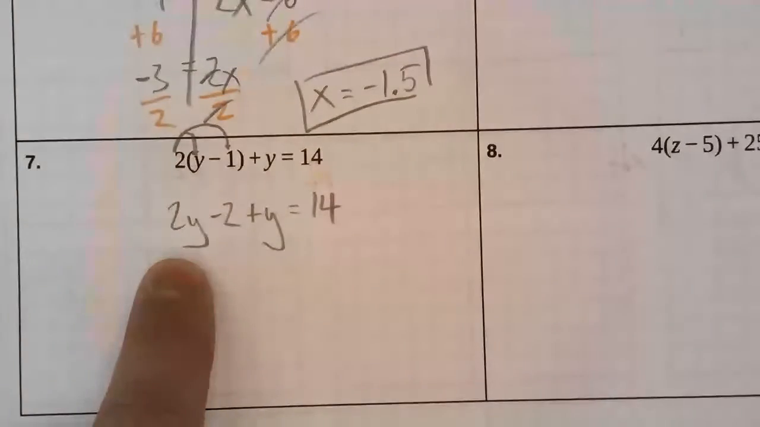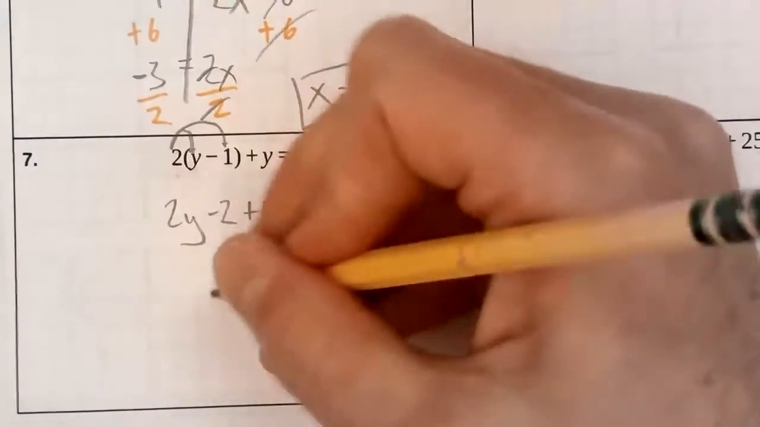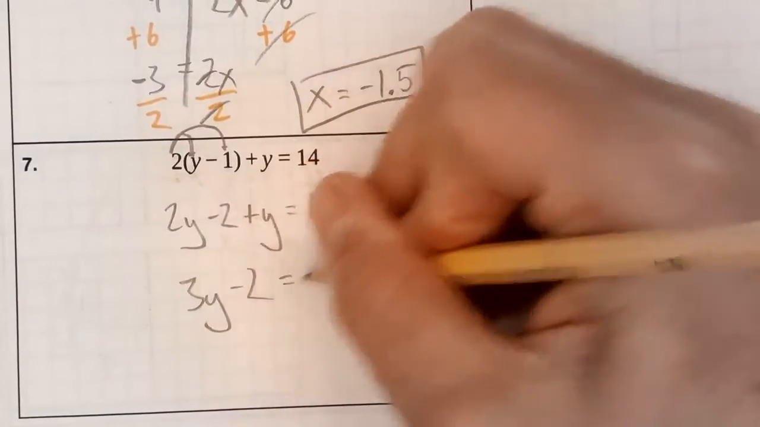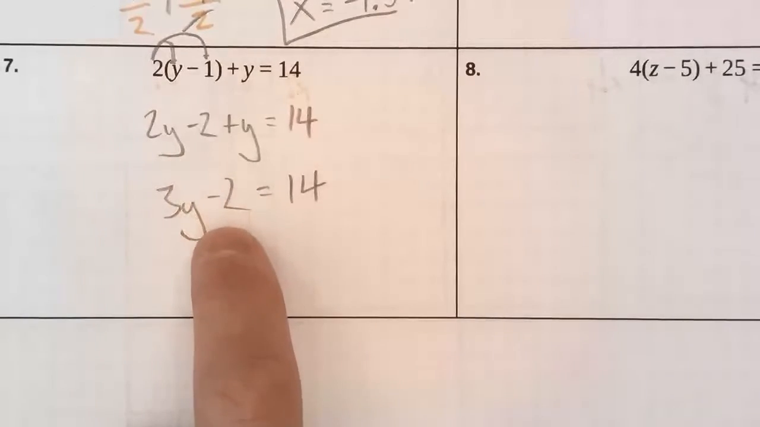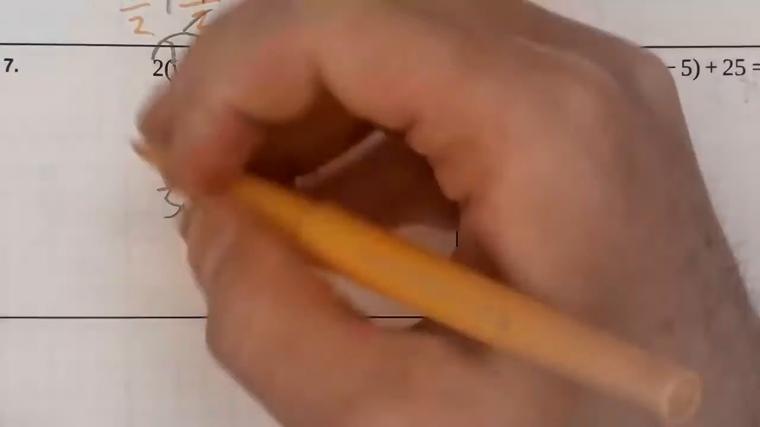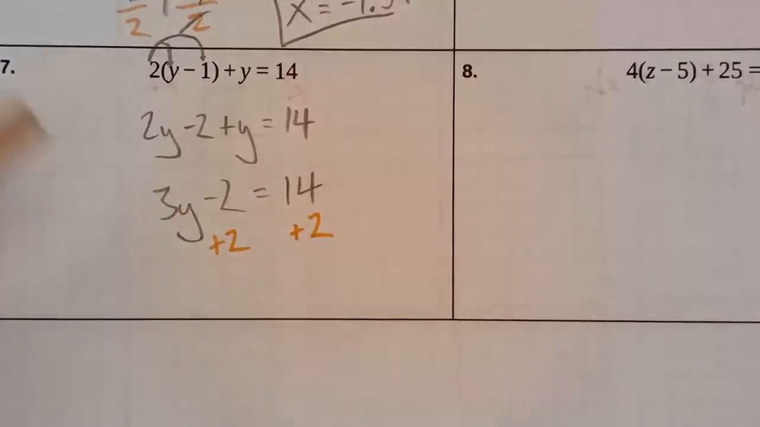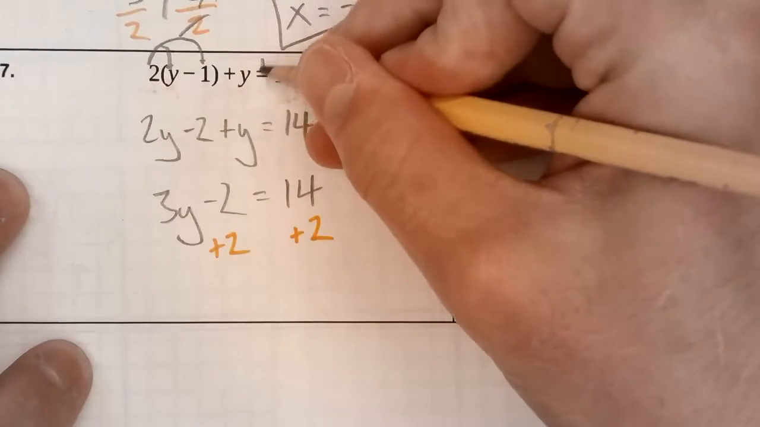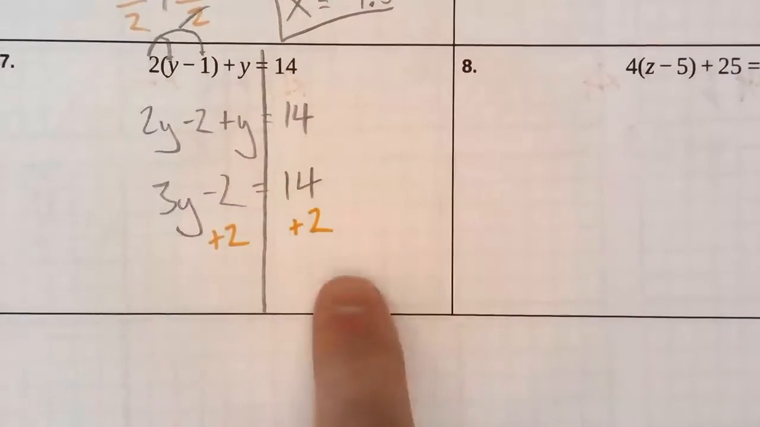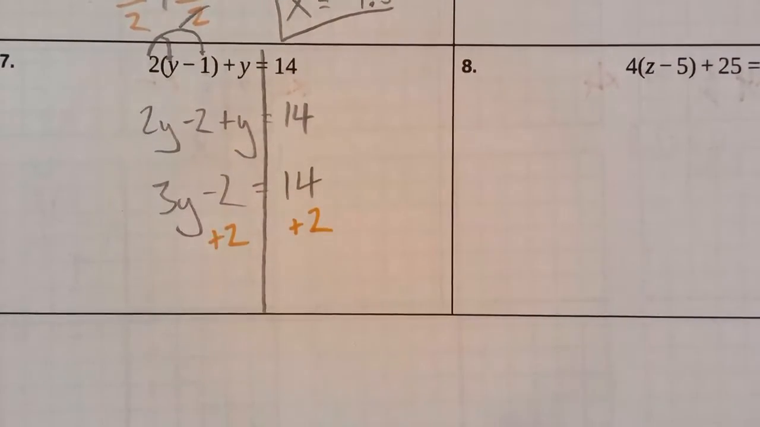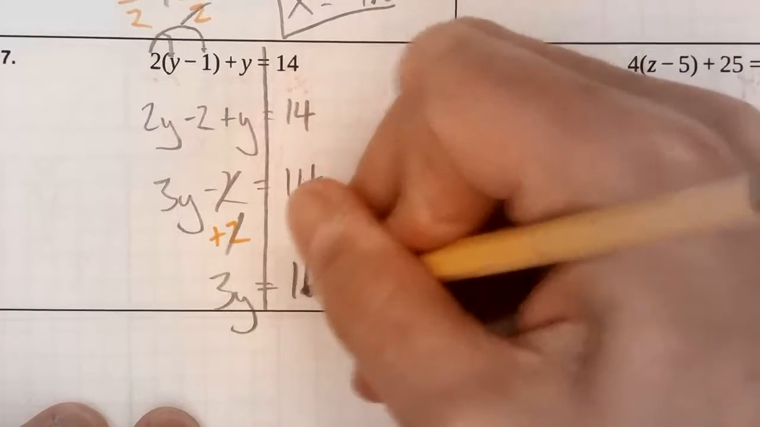Now I need to combine like terms. 2y and 1y, those are both variable terms. I'm going to add those together and call that 3y. Now I just need to get rid of this minus 2. Opposite of minus 2 is plus 2. Got to keep the equation balanced. I'm going to do it to both sides. Oh, and by the way, I should have drawn my line so I can keep track of both sides of my equation. And now we have a cancel out there. I got 3y equals 16.